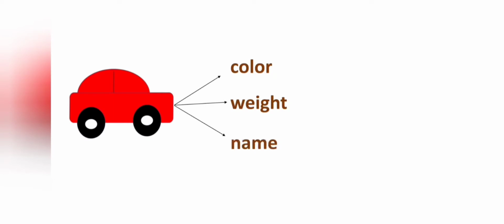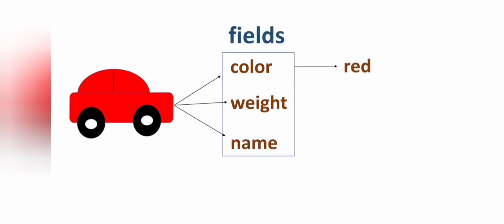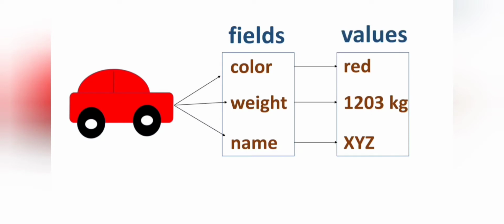Now let's understand with the help of an example. Okay, suppose you have to create a car. So for that, first you need to think about color of car, weight of car, and name of car, right? So these are the fields of a car. And suppose color is red, weight is 1203 kg, and name is XYZ. So here red is a value of color, 1203 kg is a value of weight, and XYZ is a value of name. So basically red, 1203 kg and XYZ are the values of fields of a car object.